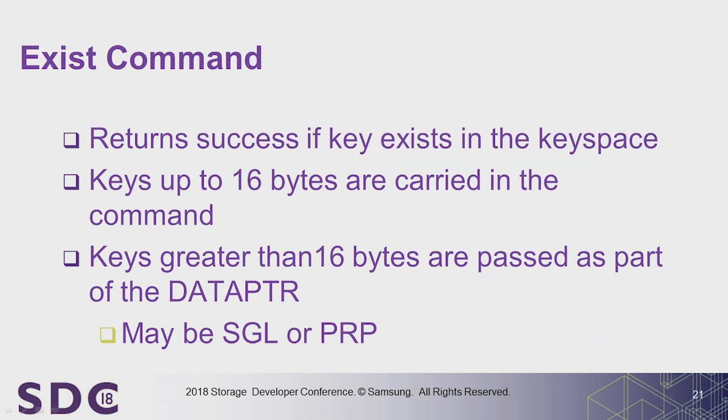So the exist command, very much like the API, returns success if the key exists in the key space. The exist command as we have it defined today for the first phase of this only takes one key. It does not allow you to pass a list of keys and find out if all of them exist. So this is a one key at a time exist.